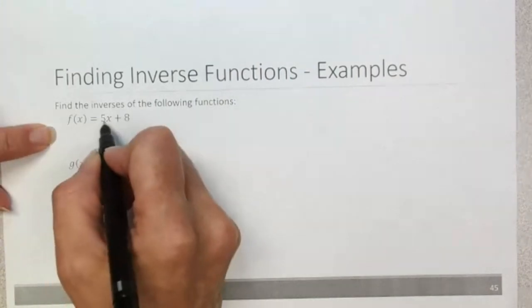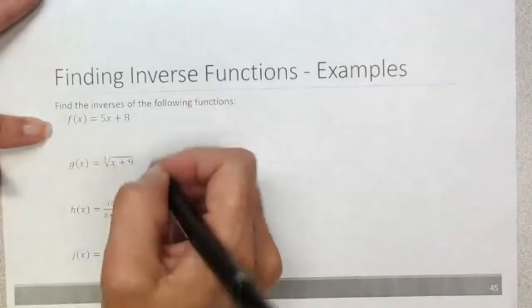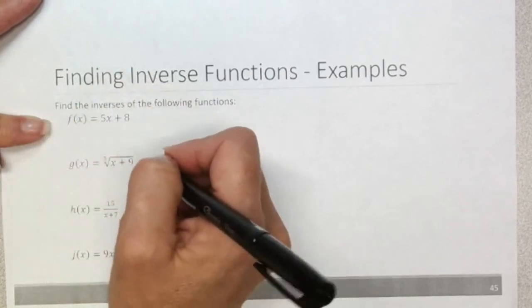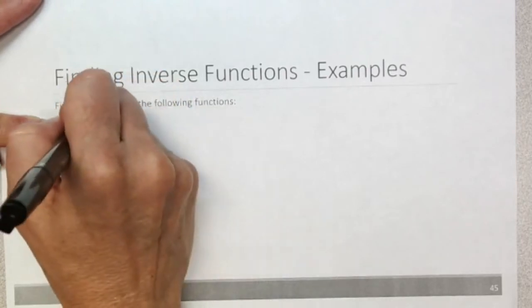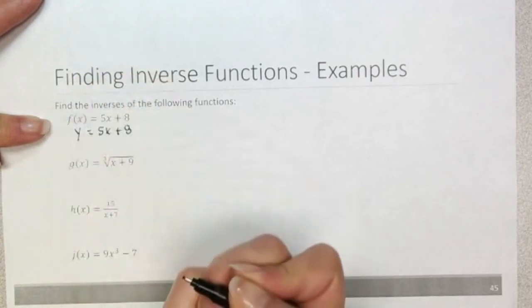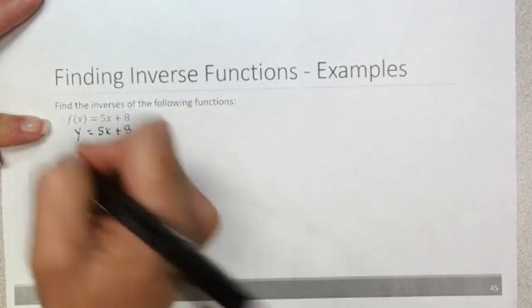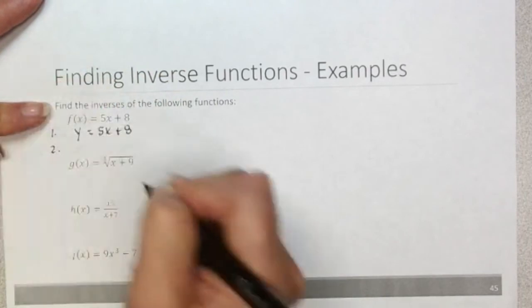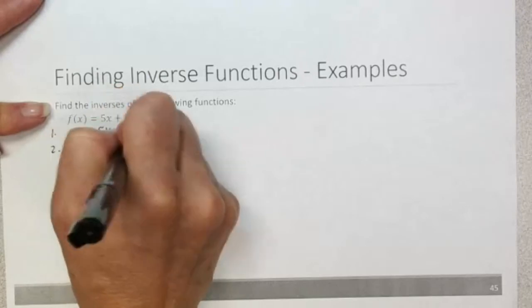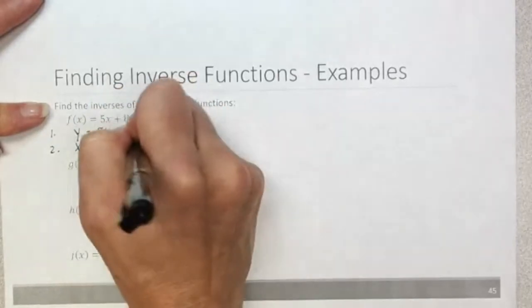If f of x equals 5x plus 8, let's see if we can find the inverse, f negative 1 of x. Our step 1 said write it as an equation. So we'll say y equals 5x plus 8. That was our step 1. Our step 2, switch our x's and y's. So x equals 5y plus 8.